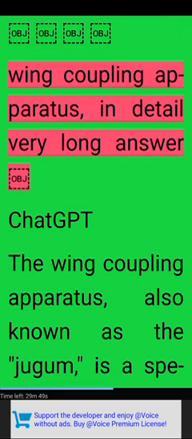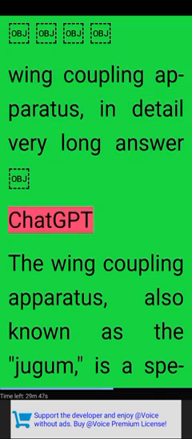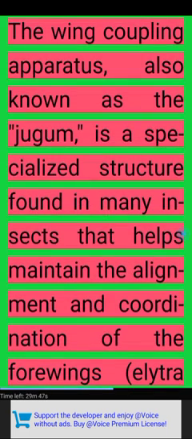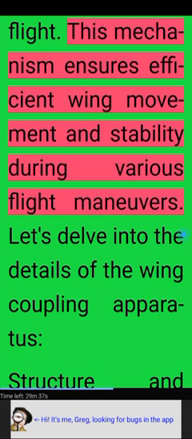Wing coupling apparatus. In detail, very long answer. ChatGPT. The wing coupling apparatus, also known as a jugum, is a specialized structure found in many insects that helps maintain the alignment and coordination of the forewings, elytra or tegmina, and hind wings during flight. This mechanism ensures efficient wing movement and stability during various flight maneuvers.